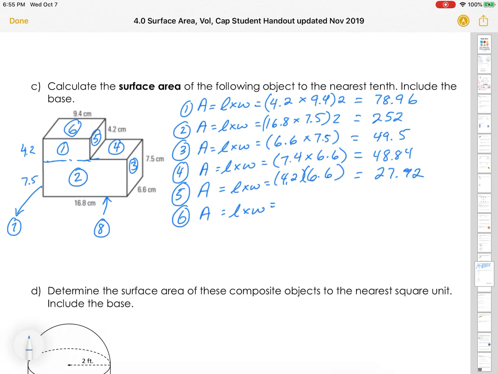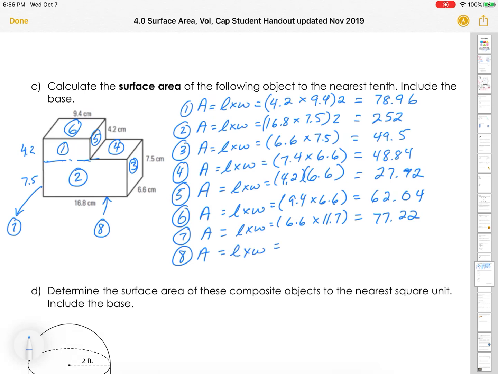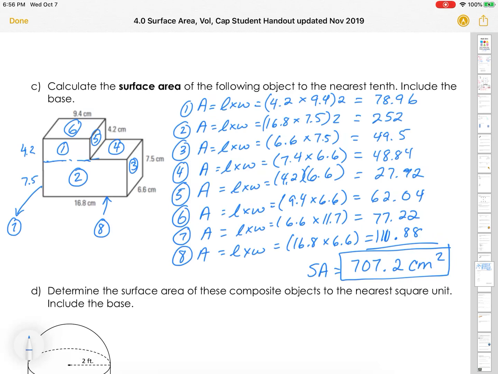Piece 6, that's that top piece, area is length times width. And we multiply those through and we get, what do we get for 6? It is 9.4 times 6.6, which gives us 62.04. And then 7. 7 is length times width. So it's 6.6 times 11.7, which is 77.22. And then we just have one more, right? 8. Area is length times width. This is the bottom. It's 16.8 times 6.6, which equals 110.88. Now we're going to add all those up, and that gives us our total surface area, 707.2 centimeters squared. Oh, wow.